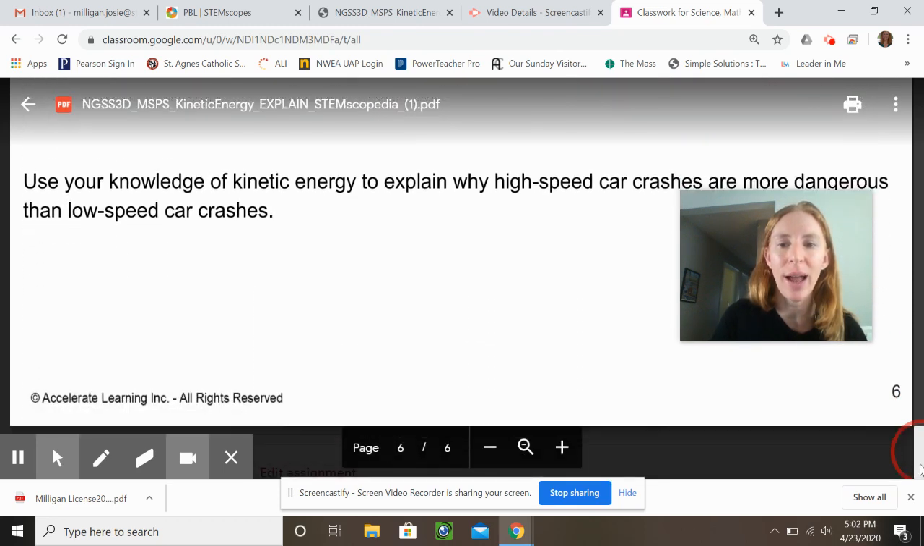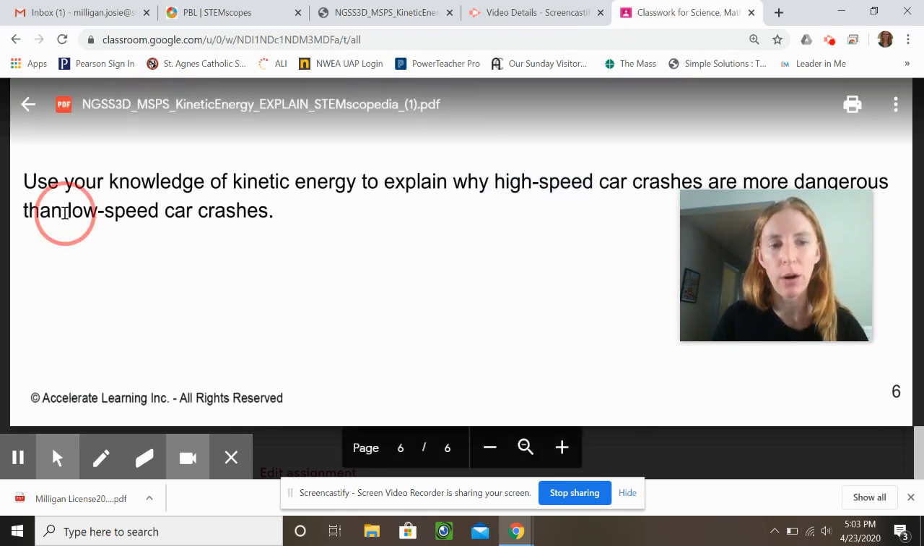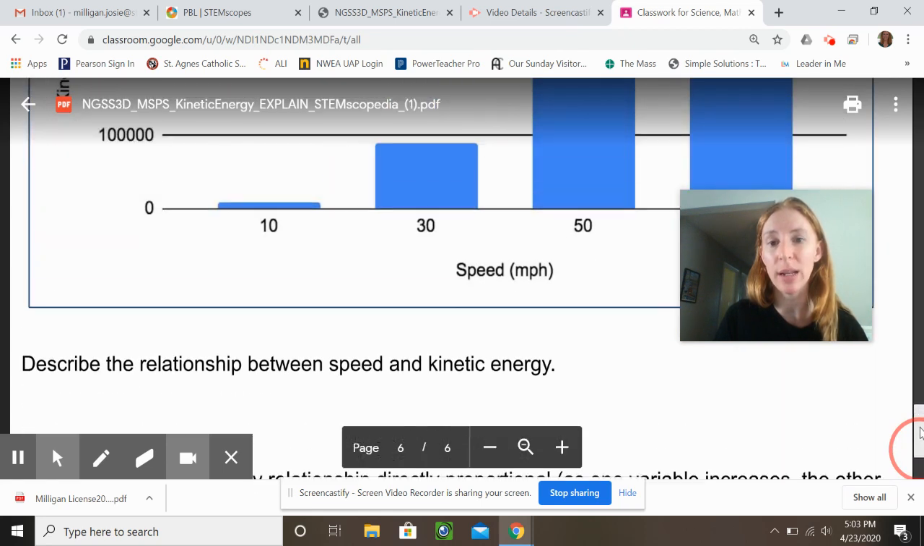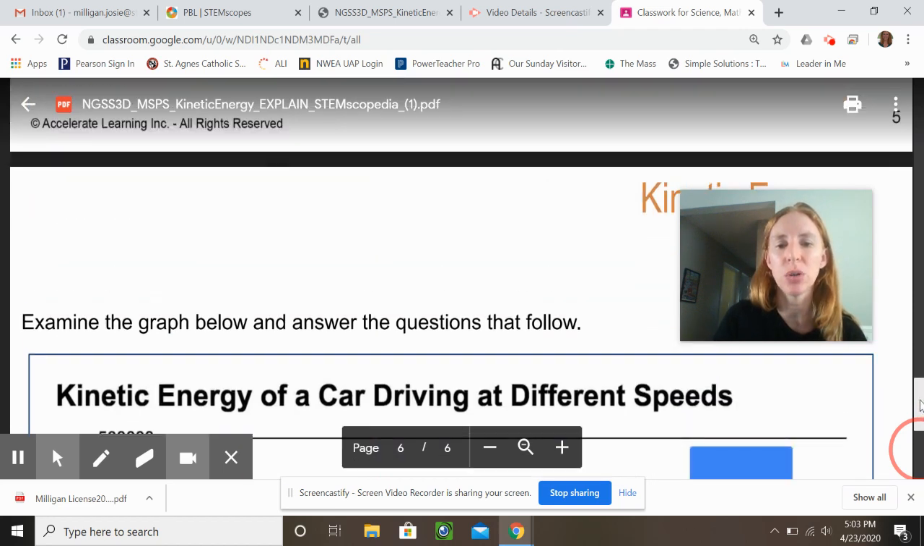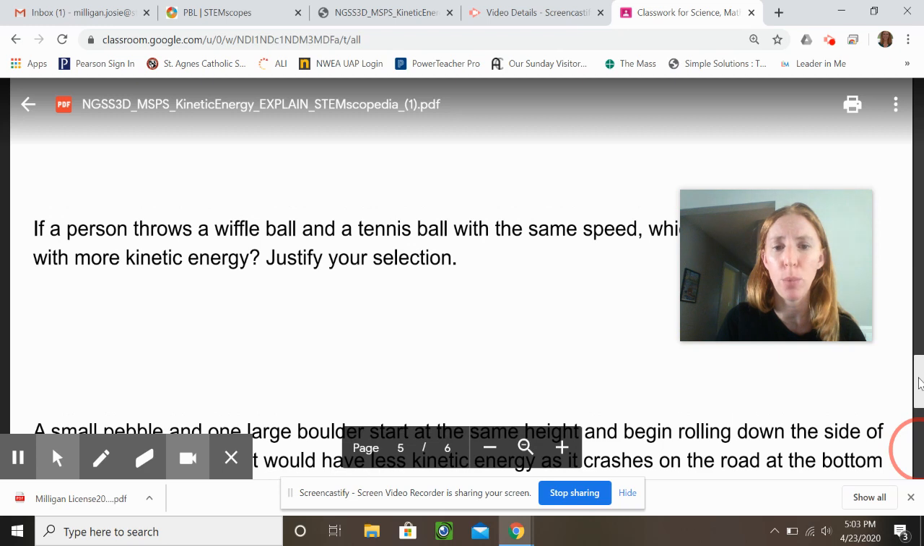And then the last one just asks you to use your knowledge of kinetic energy. Explain why car crashes with high speeds have more danger than low speed car crashes. So kind of explain the effects of those. A lot of this might be common sense, something that you already know, but you're welcome to use the resources that we provided to research a little bit more.